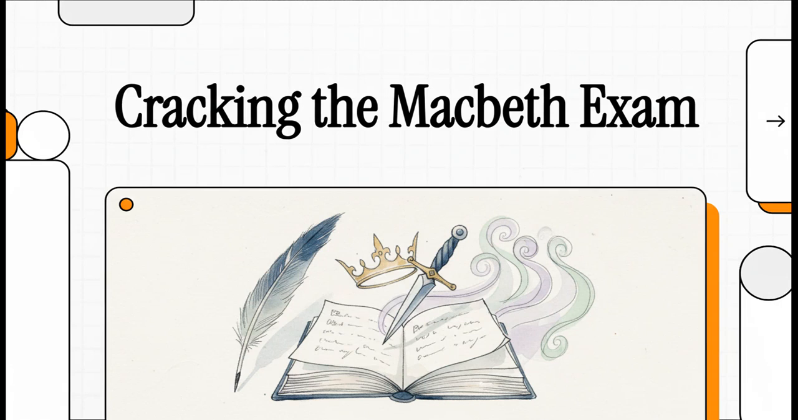All right, let's talk about the GCSE Macbeth exam. It's a big deal, I know. But what if I told you there's a code to cracking it? Well, in this explainer, we're going to give you the exact keys you need to unlock a top grade. So let's just dive right in.